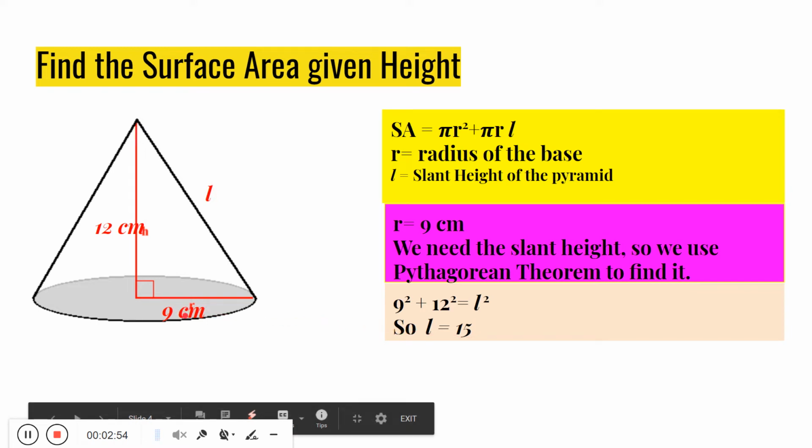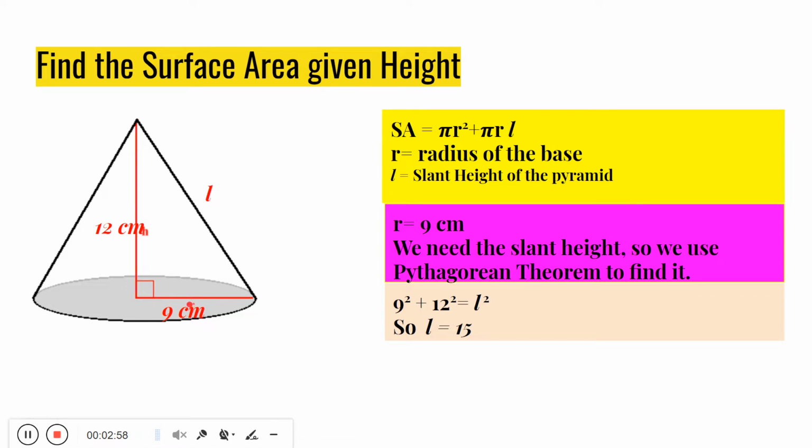If you recognize this as a Pythagorean triple, you don't have to do the Pythagorean theorem. This is a 3, 4, 5 right triangle tripled. So this is 3 times 3, 4 times 3. This would be 5 times 3.